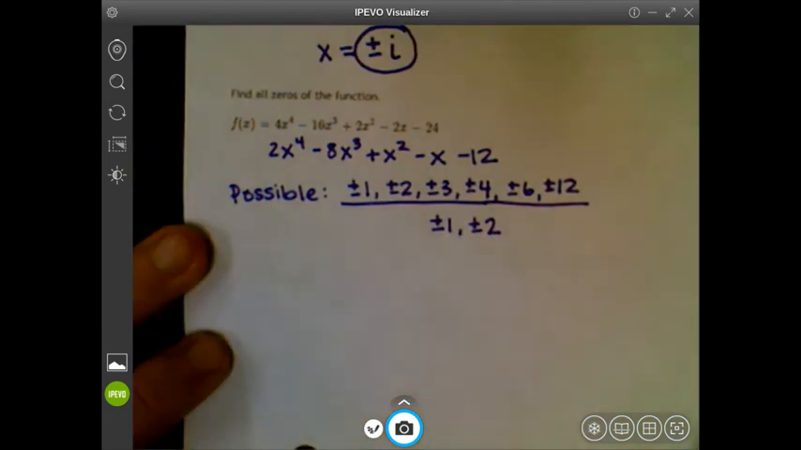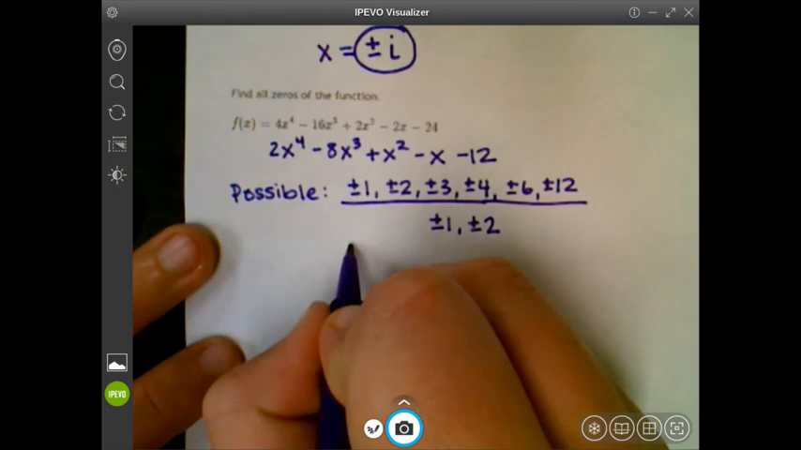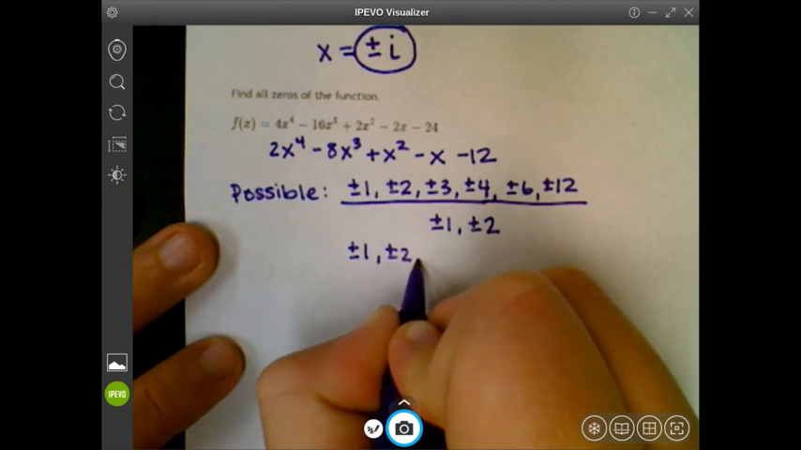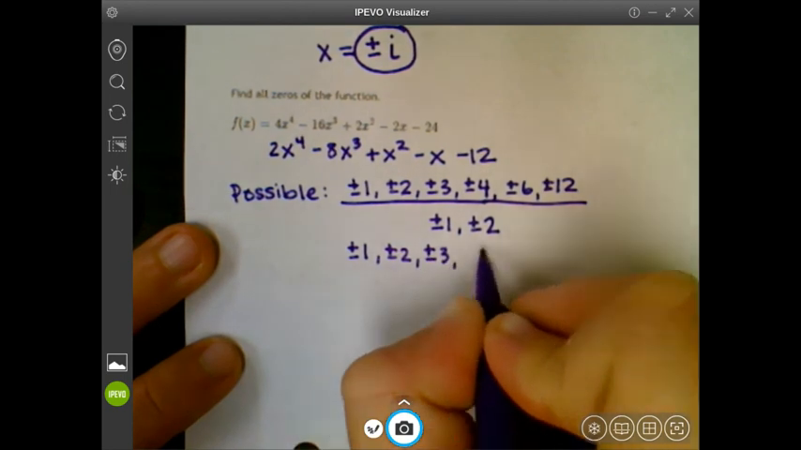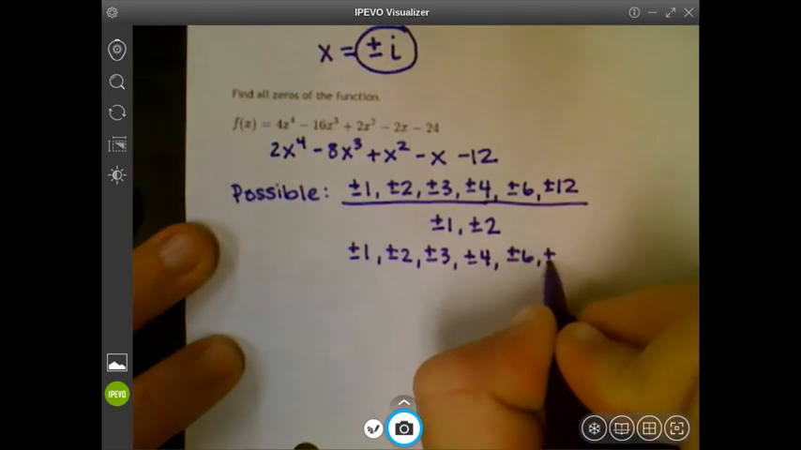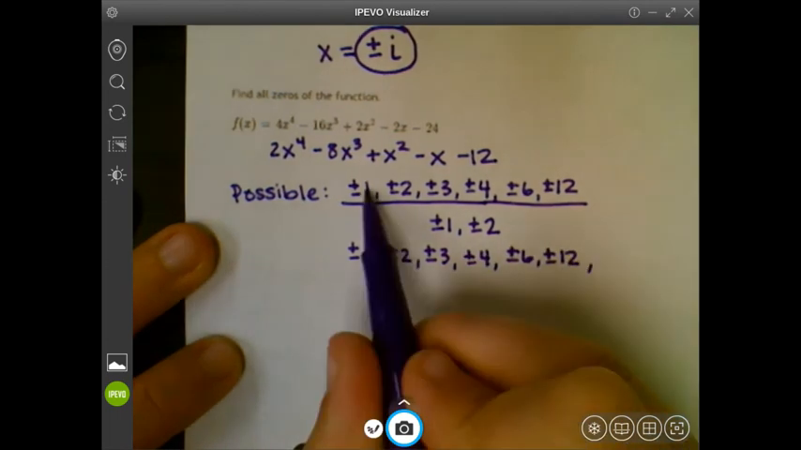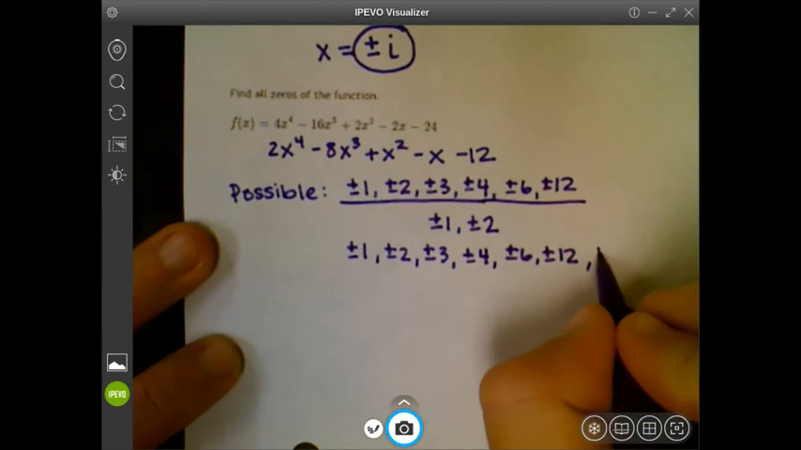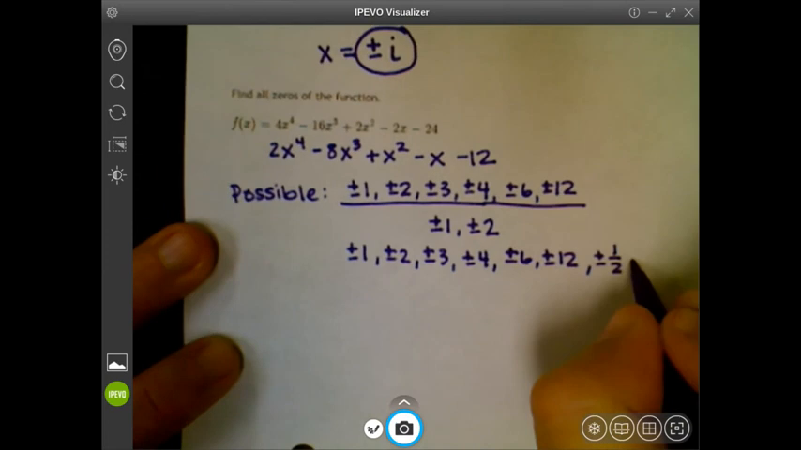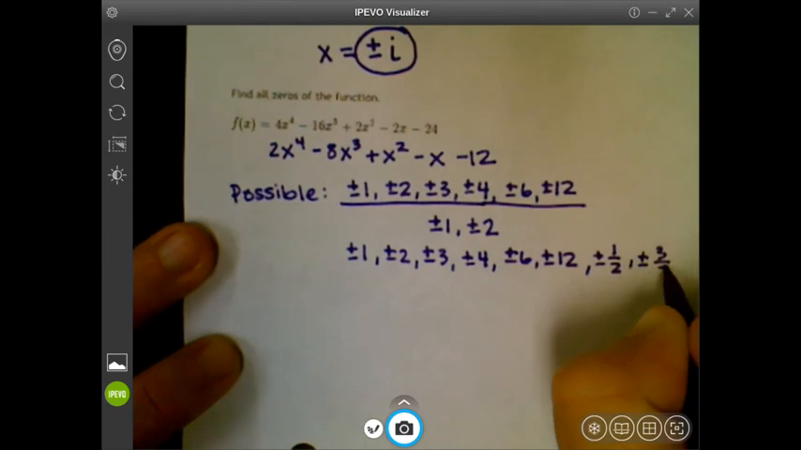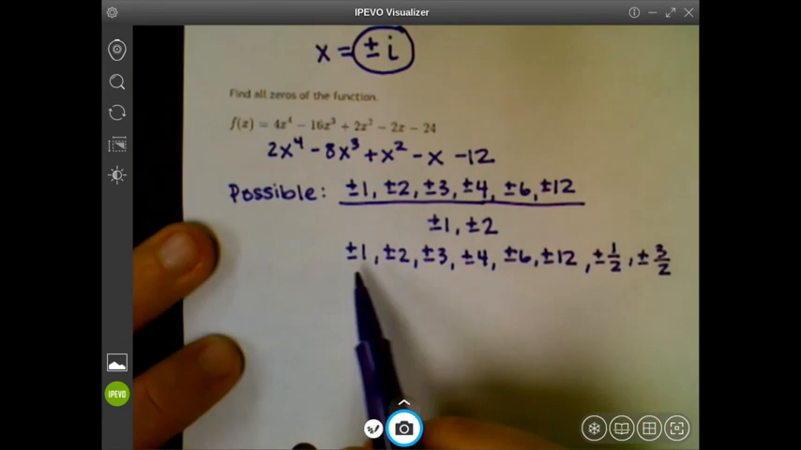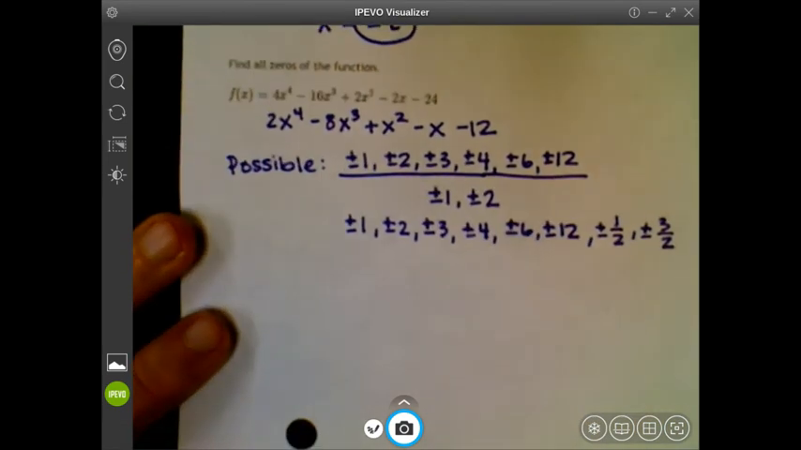And so if you were going to make the full list, you would have plus or minus 1, plus or minus 2. I'm dividing them all by 1 right now, so that's not going to change anything. 6 plus or minus 12. And then you can divide them all by 2, so you'll have a 1/2. 2 divided by 2 is 1. You'll have a 3/2. 2, 3, and 6, and those are all on the list. So here's our total list of possible rational zeros.